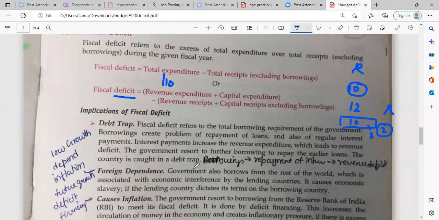Clear, everyone? Yes, ma'am. I hope this trap one is clear. See, I'm taking money from someone else in order to pay my earlier loan. So that is a trap. Again and again, I'll be taking money. So that is a debt trap. So because of fiscal deficit, we face the problem of debt trap. Okay. So you can write it down.